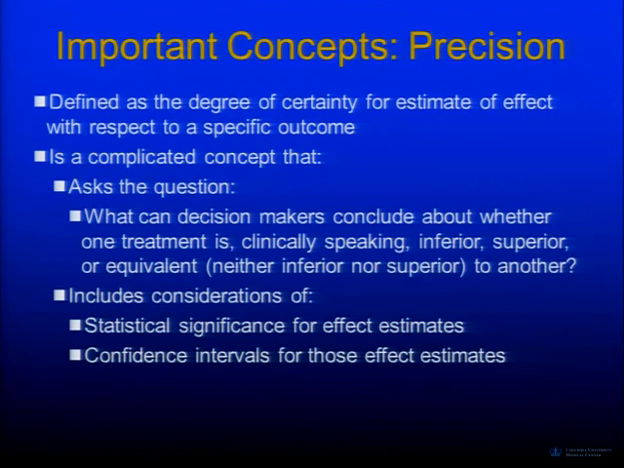If I do a study and I have a relative risk of 10 and my confidence interval is 9 to 11, I'm thrilled. If it's 1 to 60, I'm not so thrilled. It means there's a lot of error in that measurement.